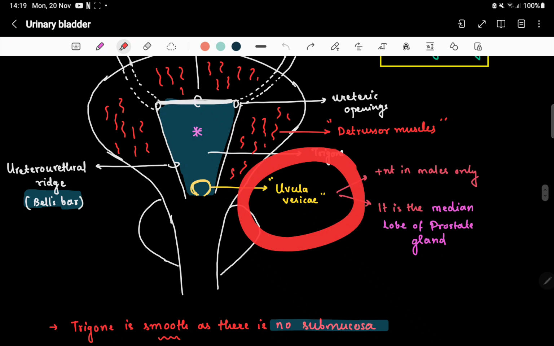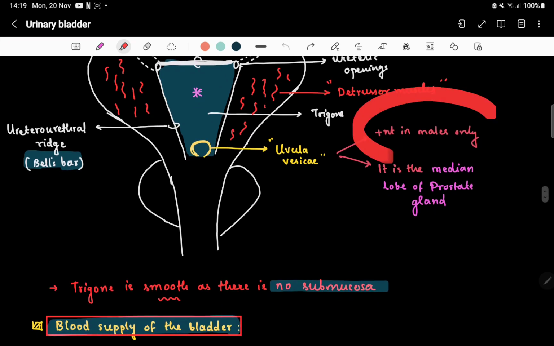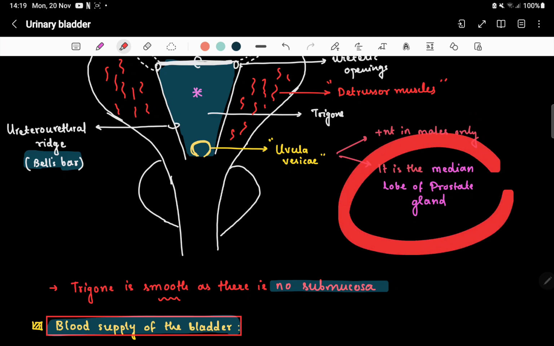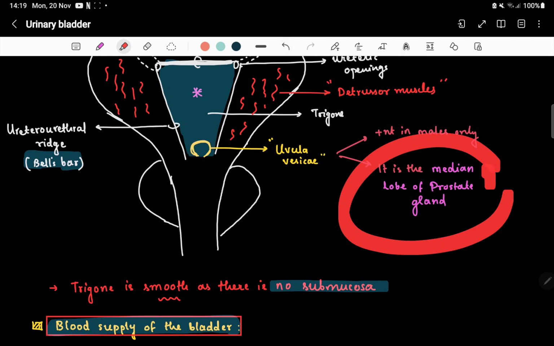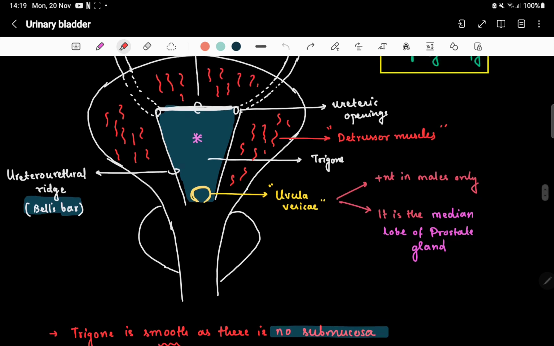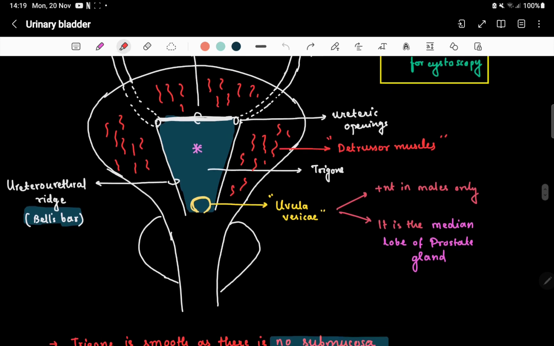And this is the uvula vesicae. Uvula vesicae is present only in males. It is the median lobe of your prostate gland, okay. This is the prostate gland. It is the median lobe of the prostate gland. It is called the uvula vesicae, and we will talk more about it in the prostate gland, okay.